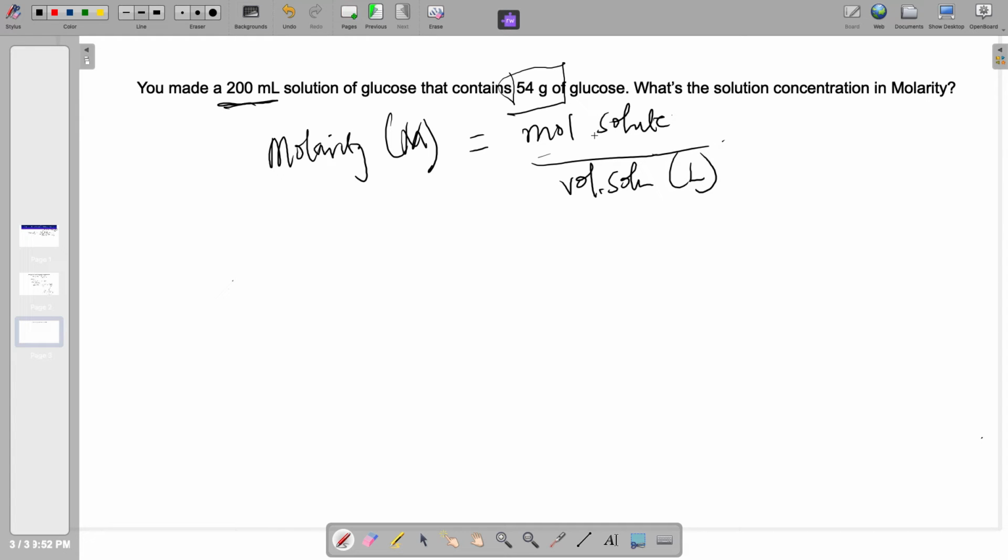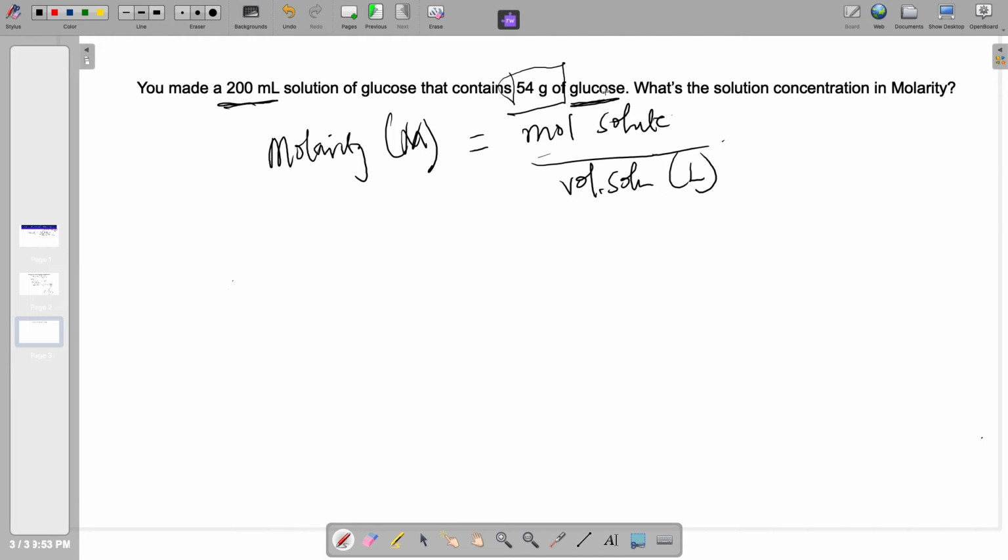Now, if you look at the problem, we have been given volume in milliliters and mass in grams, but our formula calls for moles and volume in liters. So we need to convert our volume in milliliters to liters, and we also need to convert our mass in grams to moles. So how do we go from grams to moles? This is where you have to recall the mole concept. To go from grams to moles, we need to use the molar mass of our substance.